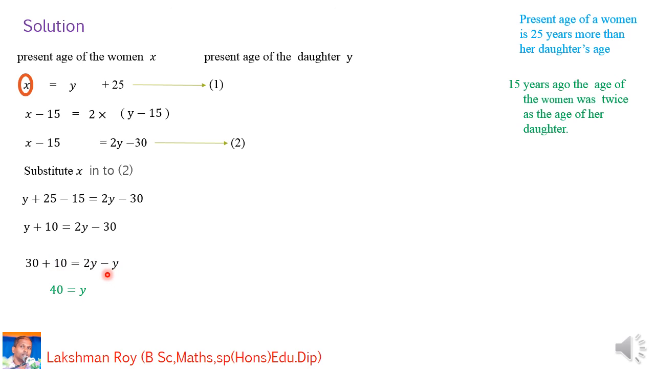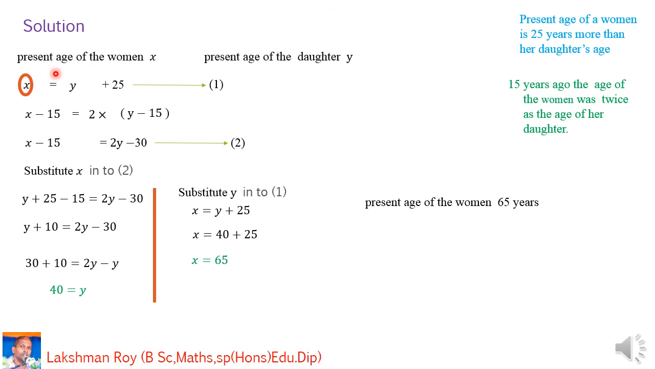One variable found. Let's move to find the second, x. Easy: use the first equation, that means substitute y into the first equation. Here x equals y plus 25, and y is 40. So x equals 40 plus 25, that is 65. Now we have found both variables. The age of the woman, x, is 65 years, and the age of the daughter is 40 years. That is the solution of both.